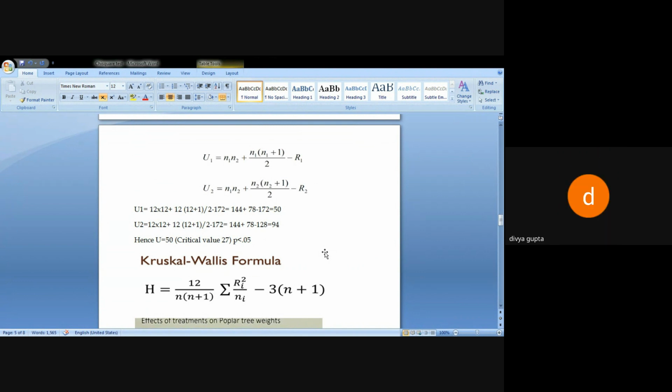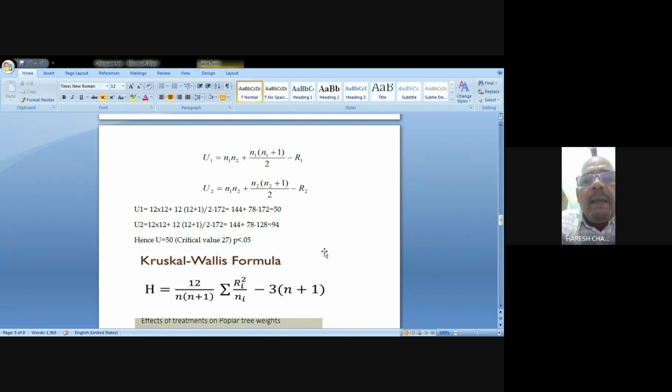Sir, how did you write that P is less than 0.05? That is an important question. Someday or other I will have to discuss it, so let me discuss it now. This concept is called level of significance.